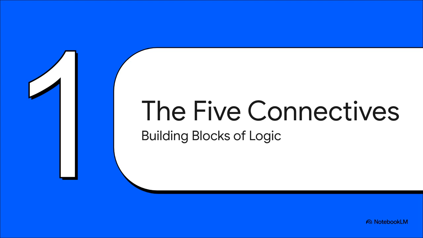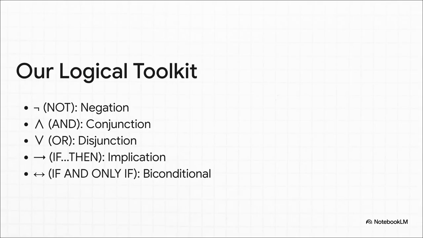Okay, time to get our hands on the tools. I want you to think of these 5 logical connectives as our Lego bricks. Seriously. We start with simple little statements, things like, Phoebe buys a pizza. And we use these connectives to snap them together and build these huge, complex, logical structures. And here they are, the whole crew. You've got not, and, or, the classic if-then, and its cousin, if and only if.